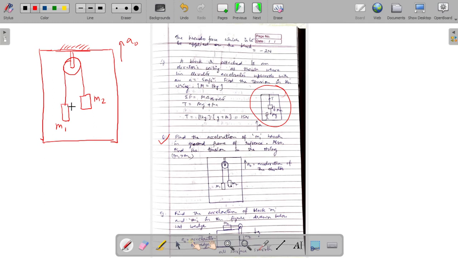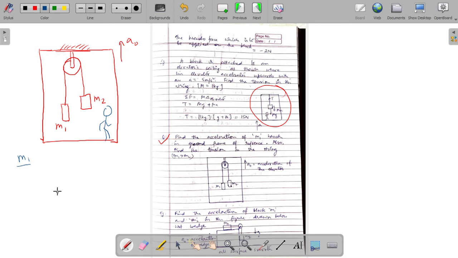So let us choose the frame of reference of this elevator and let us try to draw the forces acting on the masses m1 and m2 in the frame of reference of this man which is standing in this elevator. So let us begin. First we will be drawing the forces acting on the mass m1.